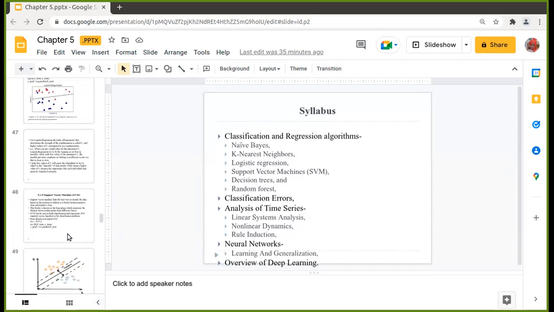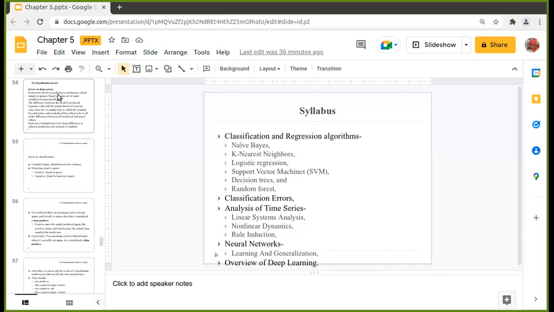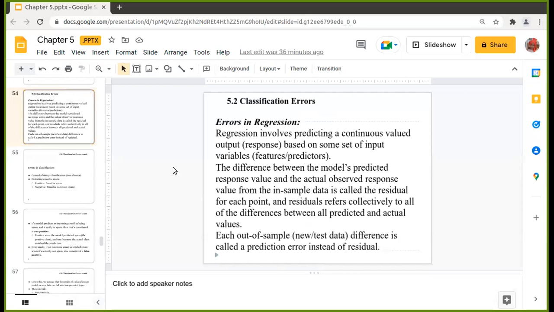So now let us go for the next point, that is classification errors. So here in this chapter, we are learning about classification as well as regression. So let us take what is meant by errors in regression first in short, and then we will go for errors in classification, or classification errors, one by one. So here regression means that I'm predicting some value, just like the yield of some crop.